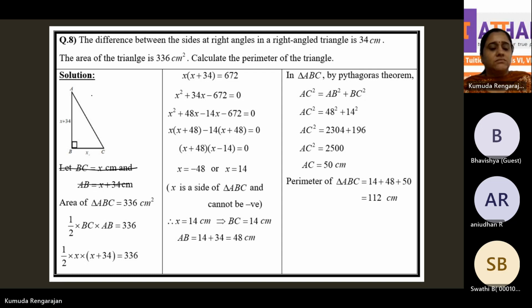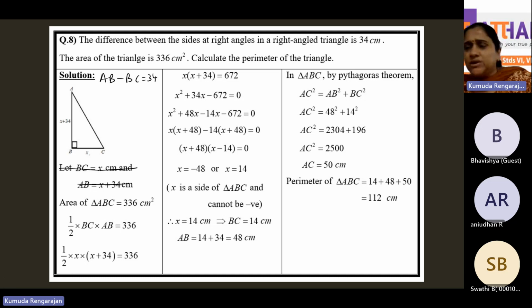Okay. So I have written AB minus BC is equal to 34. Or you can write BC minus AB is equal to 34. I told you anything you can write. From this figure, AB minus BC is 34, or you can write BC minus AB is equal to 34. Both are correct. Why have I written AB minus BC? Because that's how I have worked here. So AB minus BC is equal to 34.